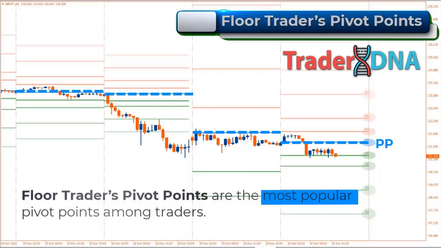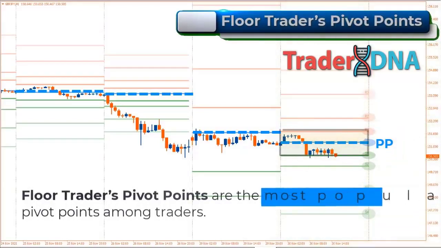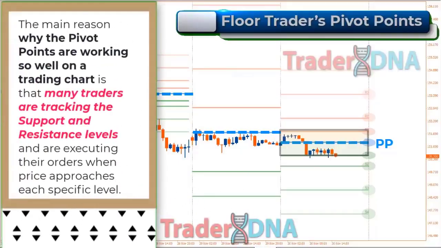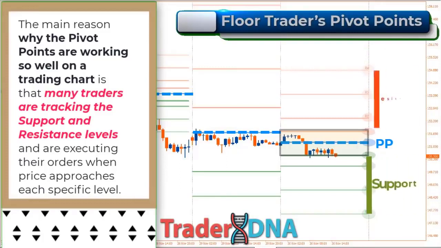The reason is that the floor traders are using the central pivot point as the main level of the day, and most market orders are usually placed between the pivot point and the first levels of support and resistance. The main reason why the pivot points are working so well on a trading chart is that many traders are tracking the support and resistance levels and are executing their orders when price approaches each specific level.